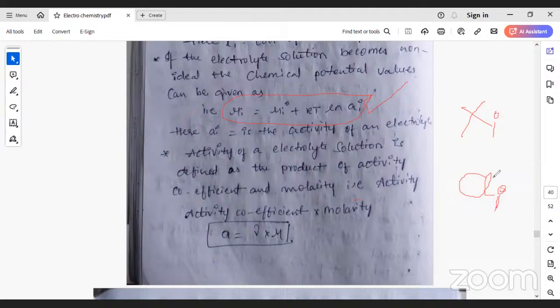Activity of an electrolyte solution is defined as the product of activity coefficient and molarity. This we already know: a equals gamma into m. This can be applied for chemical cells and concentration cells, with transference and without transference.